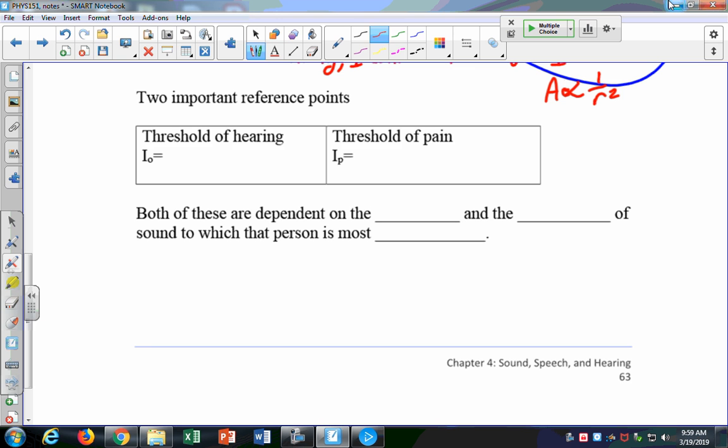So I like to show you this because there's a huge difference between the quietest sound that you can hear and the loudest sound that you can hear. There are many, many orders of magnitude. The lowest sound that you can hear has an intensity of 10 to the minus 12 watts per square meter. And the loudest sound that you can hear has an intensity of 1.0 watts per square meter. So notice there's 12 orders of magnitude.